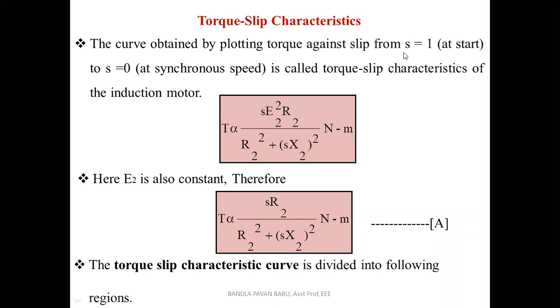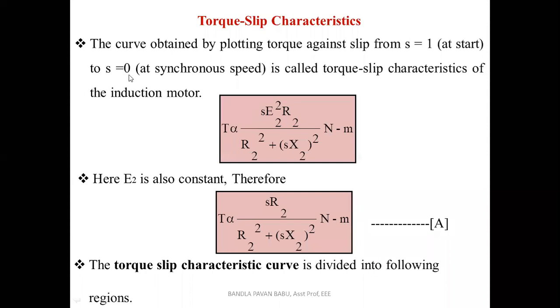So s equal to 1 is the standstill condition, right? The rotor never rotates there, and the amount of flux linkage in the rotor will be maximum. The induced EMF, which is directly proportional to the flux, will also be at its maximum. So s equal to 1, but the rotor never rotates there.